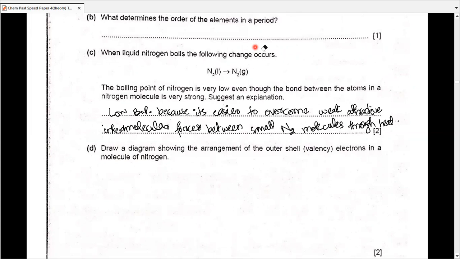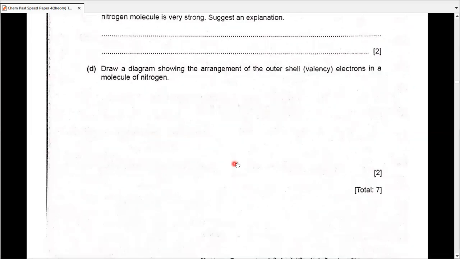Done, sir. Good. So next up, I'm going to clear it up. Let's move a little bit forward. Draw a diagram showing the arrangement of the outer shell valence electrons in a molecule of nitrogen. So you are about to show a molecule of nitrogen, N2, which looks something like this. Go ahead. You can tell me orally what's going to happen, or you can draw it on a piece of paper and send it to me, whatever you like.